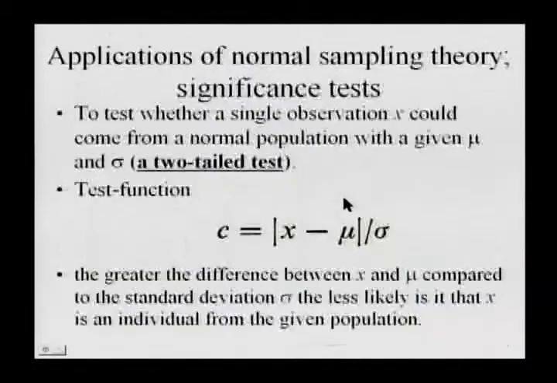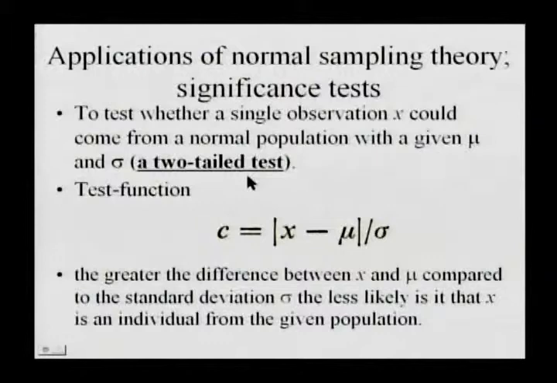So the applications of normal sample theory significance tests to test whether a single observation X could come from a normal population with a given mu and sigma. It would be a two-tailed test. So from these discussions will emerge definitions of two-tailed test versus one-tailed test, paired versus unpaired experimental designs.